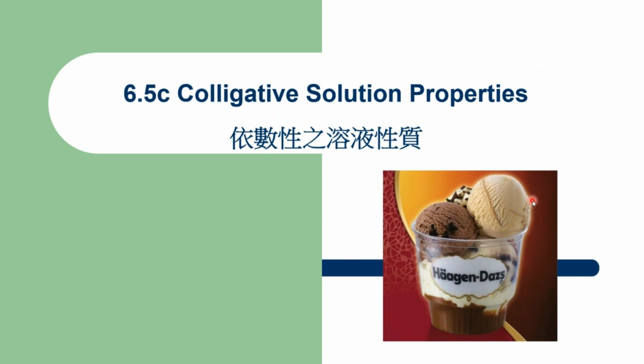Right, ladies and gentlemen, this is a very interesting topic, which is called colligative solution property. What is colligative solution property? You know, when you eat ice cream, inside the ice cream there's water. And you understand the temperature of the ice cream is less than 0 Celsius. So why doesn't the water become ice? The water is still liquid. Why? This is because you put the sugar, you put the protein into this water. That's why the melting point is not 0 Celsius. Okay, so this is what we call colligative solution properties.